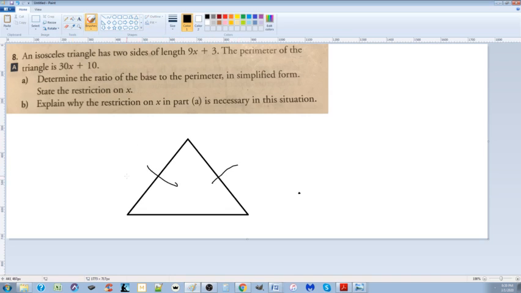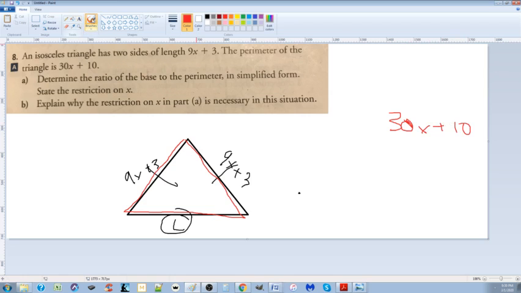In this case, they're telling us this side is 9x plus 3, and they're also telling us the identical side is the same. What they're not telling us is this mystery length. Let's call it L. But they are telling us the whole perimeter. The perimeter is if I were to walk all the way around the triangle, what is the total way around the triangle? Well, they tell us right there, it's 30x plus 10. That's the whole perimeter around it.